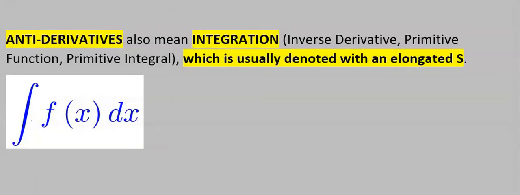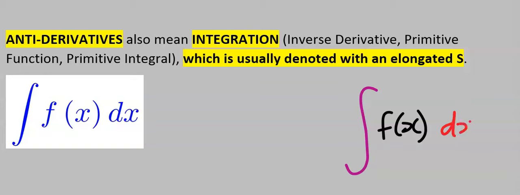Next, antiderivatives, which also mean integration, at times called inverse derivative or primitive function or primitive integral, and the symbol is usually denoted with an elongated S, and with the function written, we are also going to write which variable we are integrating with respect to in that function.